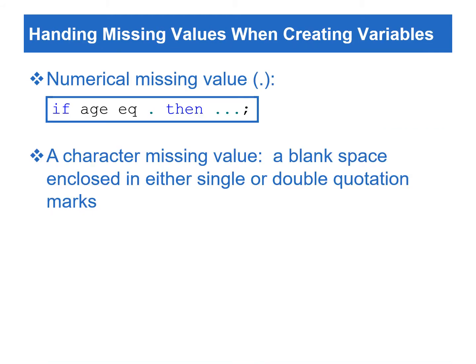One way to examine the observations that may contain numerical missing values is to check variables with the equal comparison operator. If we want to compare a character variable with a missing value, we need to compare the character variable with a blank space, enclosed in either single or double quotation marks.